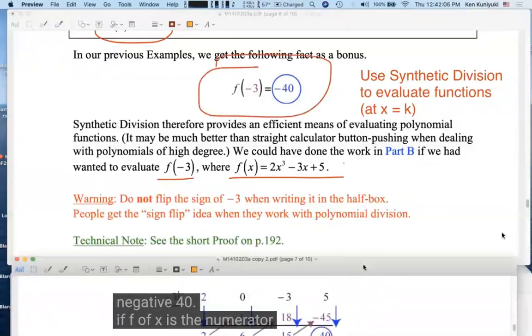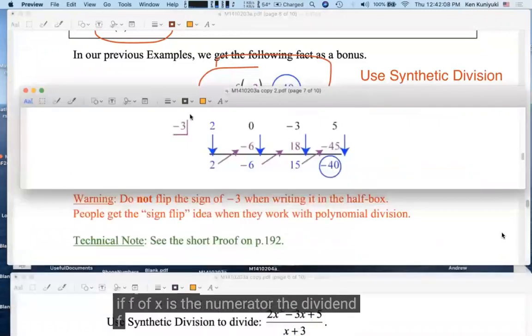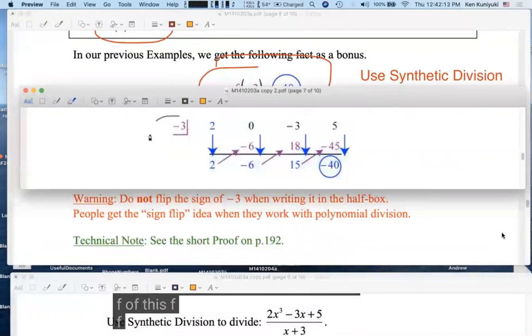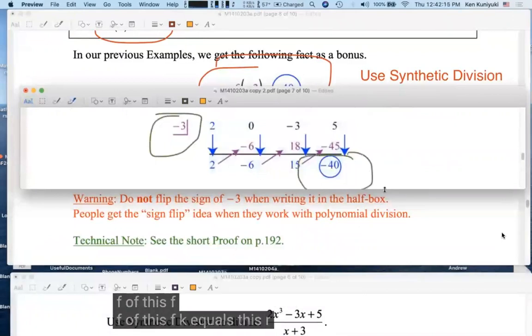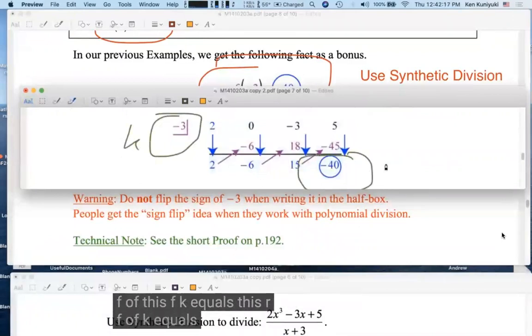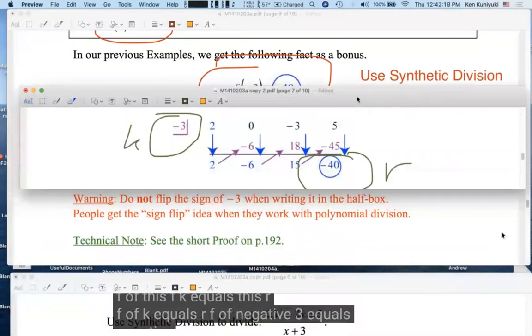If f of x is the numerator, the dividend, then f of k equals this r. F of k equals r. F of negative 3 equals negative 40.